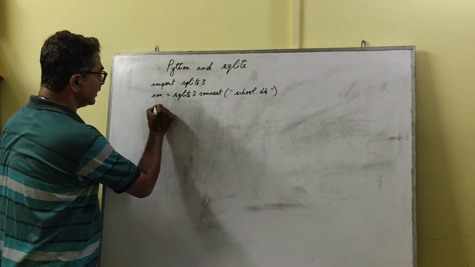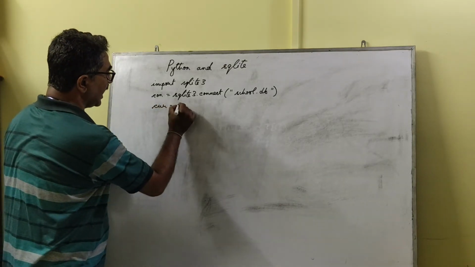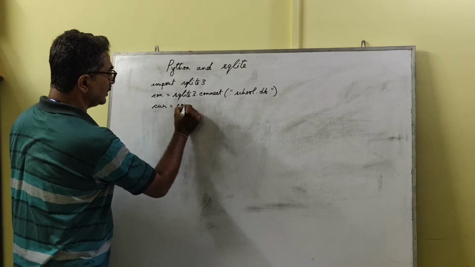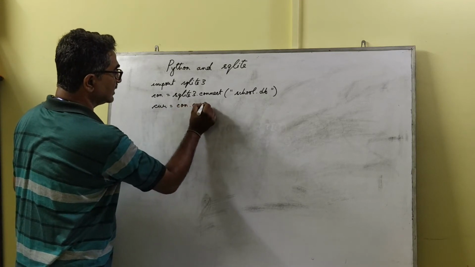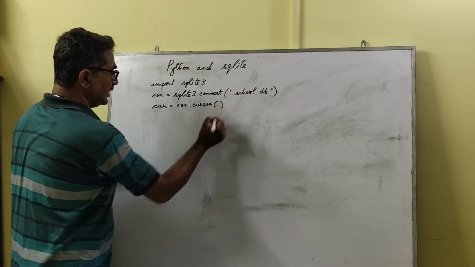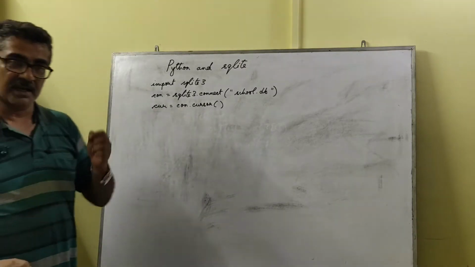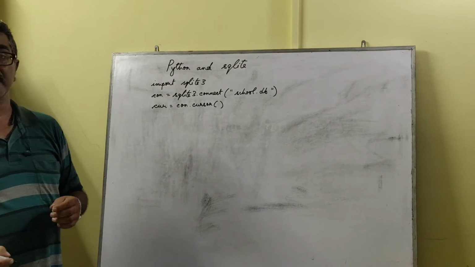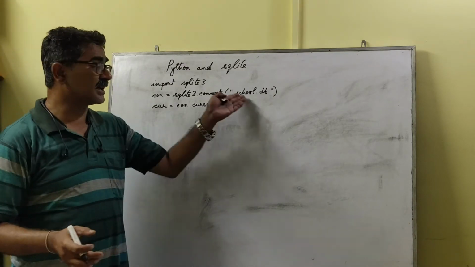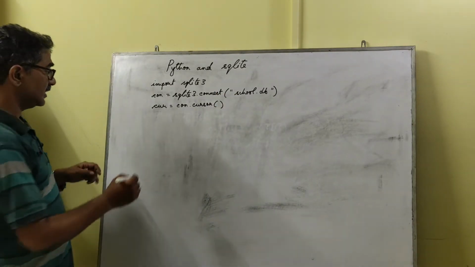So how do we do that? We'll take a variable called cur and use the connection variable, con.cursor. This is the name of the function which is going to create a cursor type variable named cur. Now what we are going to do is create the table named student inside the school database.